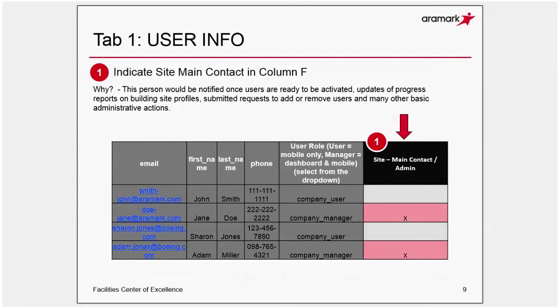The site main contact admin, column F, this should be the person that will serve as the main contact for any communication updates between Aramark, GoSpotCheck, and the Profit Center. For example, this person would be notified once users are ready to be activated, updates of progress reports on building site profiles, submitted requests to add or remove users, and many other basic administrative actions. For most accounts, this should be the site manager or general manager.